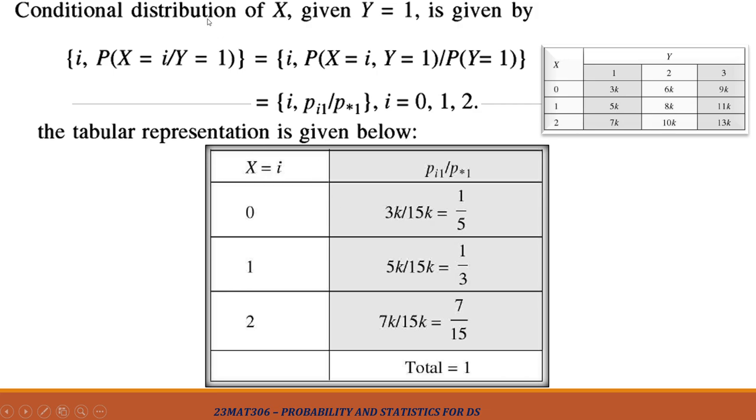Finally, we have to find the conditional distribution. So the conditional distribution for x given y is equal to 1. So x is equal to I. So x varies from 0, 1 to 2, but y is equal to 1. That is a fixed value. So we will use the formula here. For x is equal to 0, what is the formula? 3k divided by total probability, that is we have to add these things, that is 15k. And x is equal to 1 means 5k divided by, we have to add the whole thing because y is equal to 1, right? So we will check it for the first column, that is 15k. And x is equal to 2 value, that is 7k divided by the whole summation value 15k. So their total probability is also 1 here.